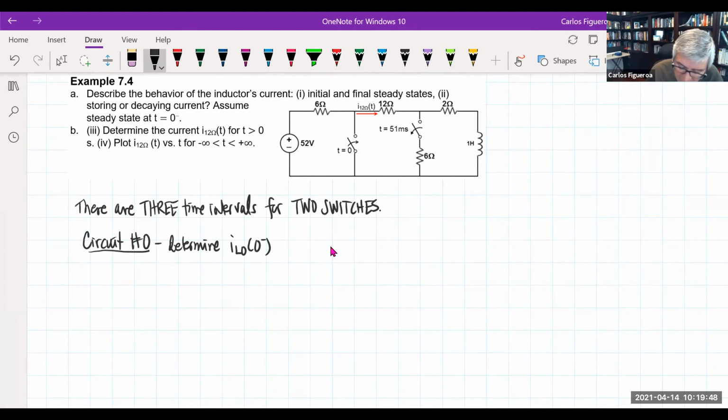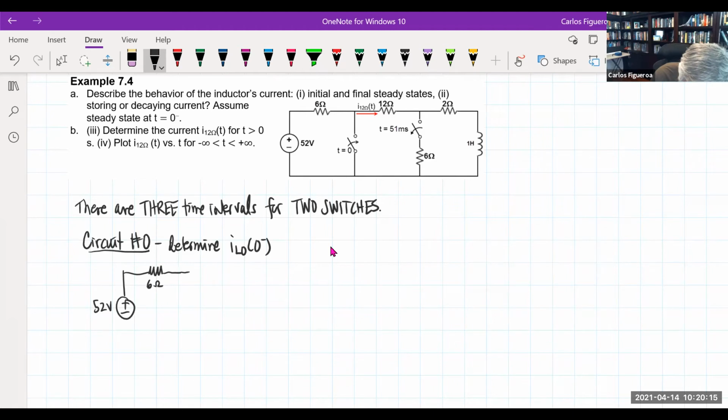When I look at the first switch, it's open. When I look at the second switch, it's closed. This guy will not open till 51 milliseconds. So at t equal to 0, what is my circuit? I have a 52 volt source, I have a 6 ohm, and then look at my switch. My switch is open, so I'm not even going to put that there.